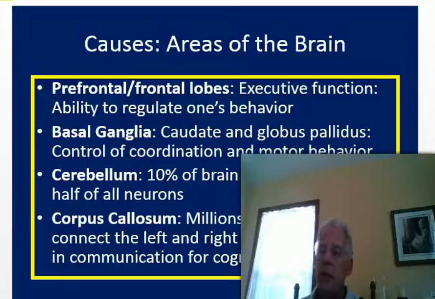And so my question would be, in what ways would the prefrontal and the frontal lobes relate to ADHD? And then in what ways would the basal ganglia, this is the motor coordination function, relate to ADHD?